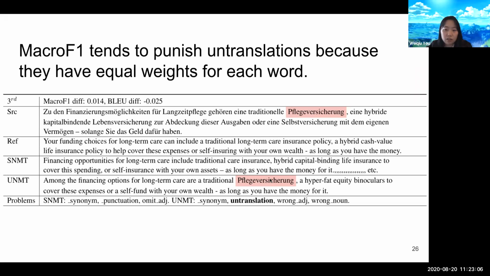Because these words have the same weight as the other words, macro F1 detected that it shouldn't have this word and will give more score to SNMT, which doesn't have these untranslations.